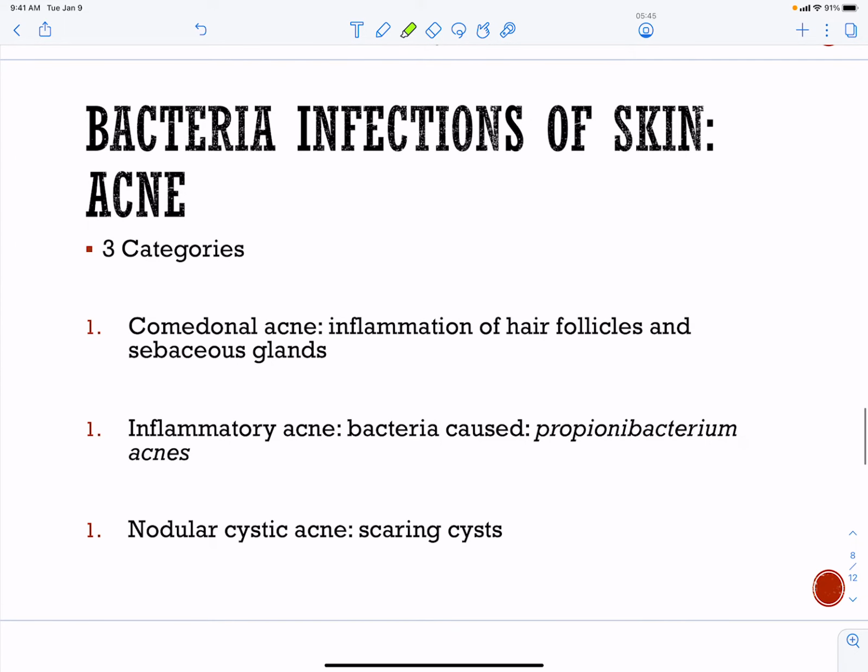Now, acne, I'm not going to spend too much time on acne. There are many causes of acne. The one that is infectious is inflammatory acne. This is going to be caused by Propionibacterium acnes. But most acne is not going to be infectious in nature.